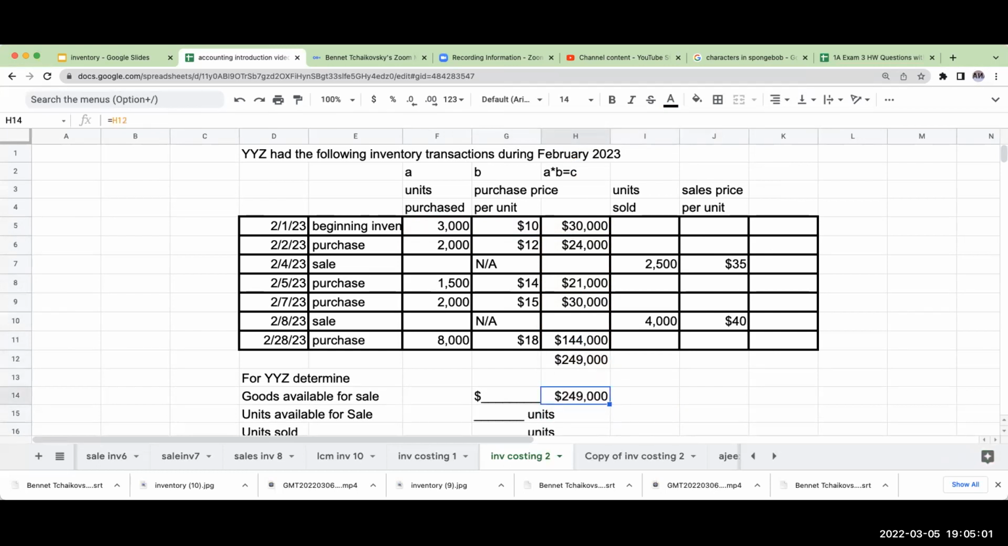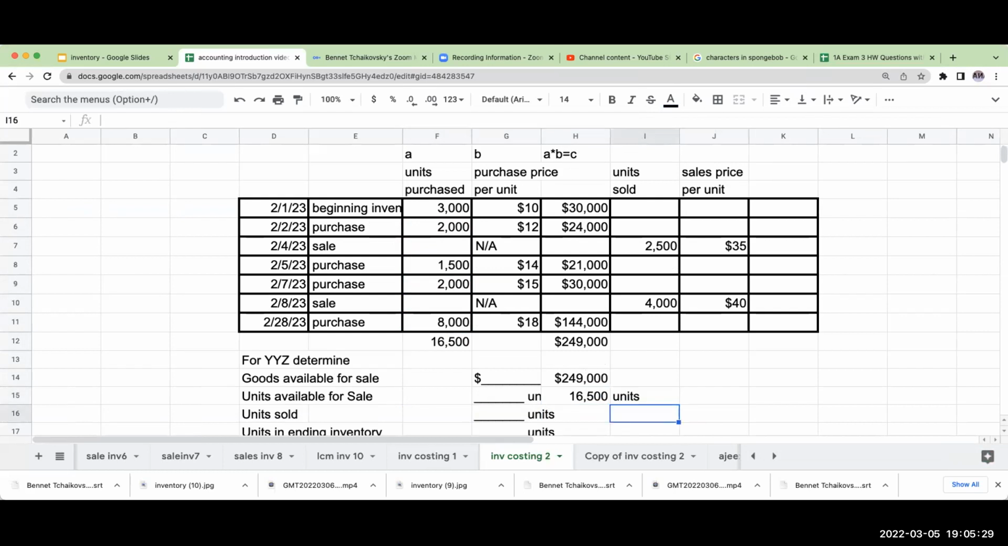Again, this is a very important number because for every single one of the questions that we're going to go through and do, this is going to be the same number. Now, for the units available for sale, I'm going to take the same things like goods, except I'm adding up the units. So it's going to be my beginning inventory of 3,000 plus 2,000 plus 1,500 plus 2,000 plus 8,000 or 16,500. This amount over here is in units.